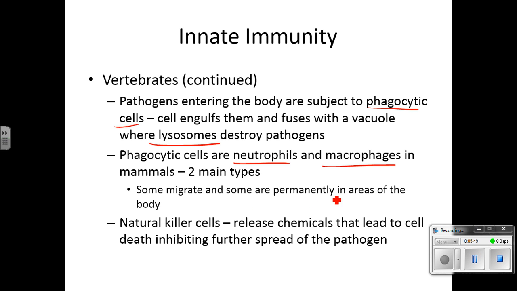Some are going to migrate and some are going to be in permanent areas of your body. Then you have natural killer cells. These are going to release chemicals that lead to cell death, inhibiting further spread of the pathogen. So you've got lots of defenses.